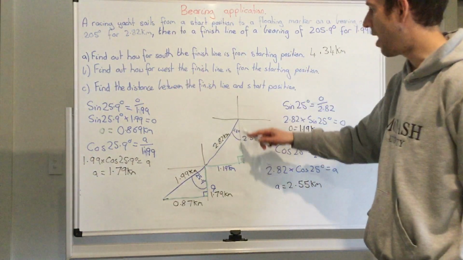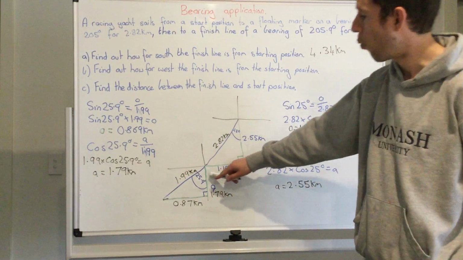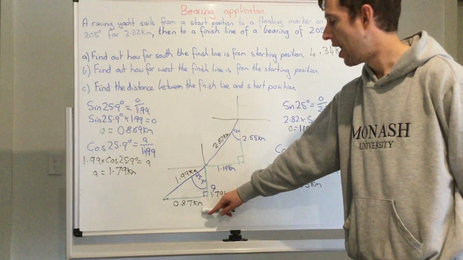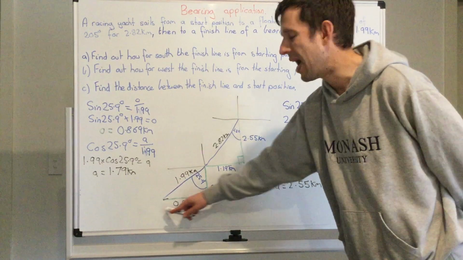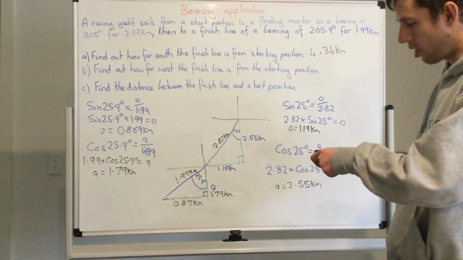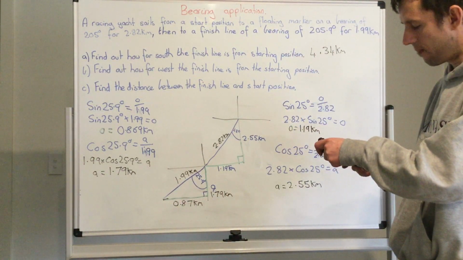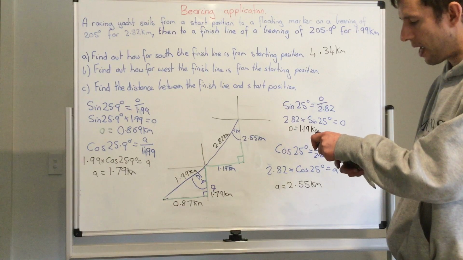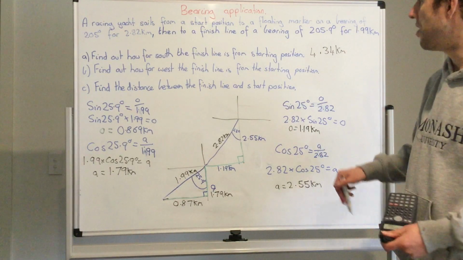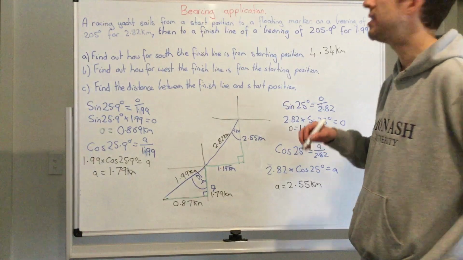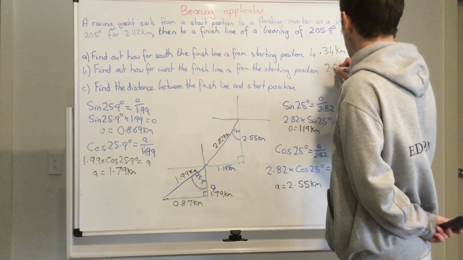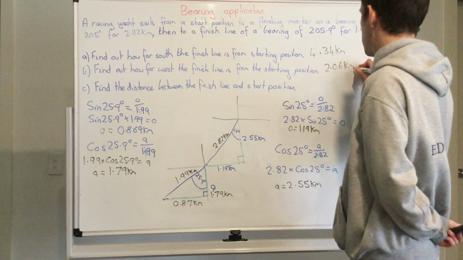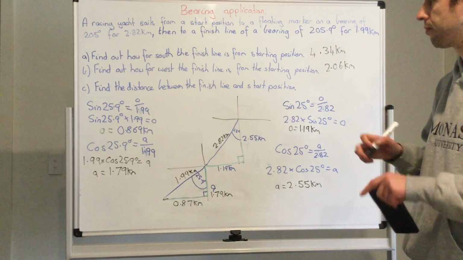Find out how far west we've gone. So we've gone 1.19 kilometers, and then we've moved 0.87 kilometers. So 1.19 plus 0.87 kilometers, and that equals 2.06. 2.06 kilometers from the starting point.